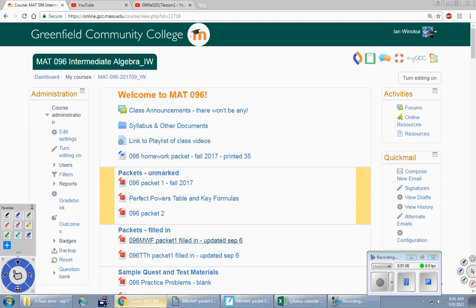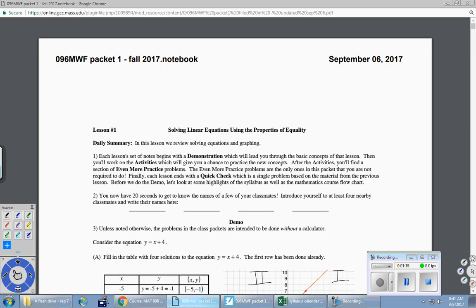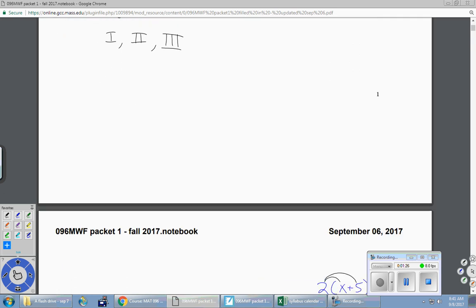I've got 2 options here, 096 Monday, Wednesday, Friday. That's you guys. I also teach 096 on Tuesday and Thursday. You don't need to open that PDF. But if you open the Monday, Wednesday, Friday PDF, it looks like this. And this is the big packet, except it's filled in. It's the stuff that I wrote on the smartboard in class on Wednesday.